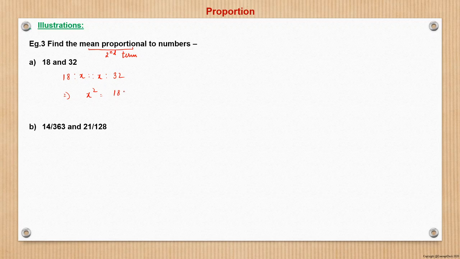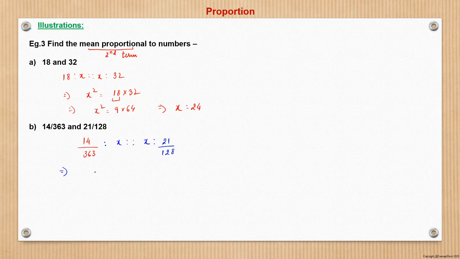x square is equal to 18 into 32. So this we can do like this: 9 into 64. From here we can say x is nothing but 24, right? Then similarly here, this is a case of continued proportion like the question in part A, and we have to find the mean proportional. So this means that it is 14 upon 363 is to x is proportional to x is to 28 upon 21 upon 128.